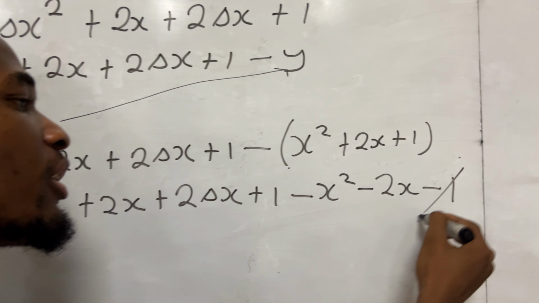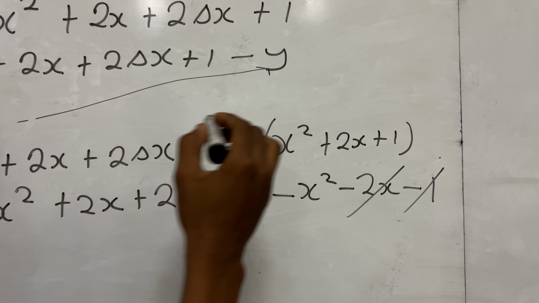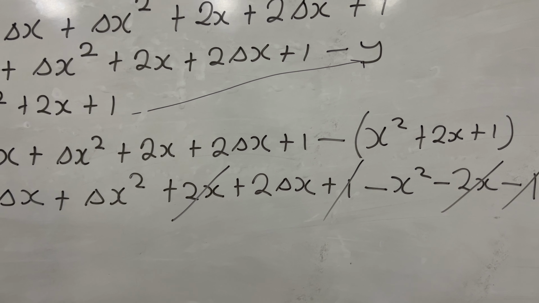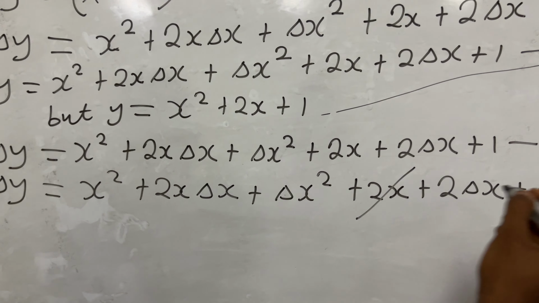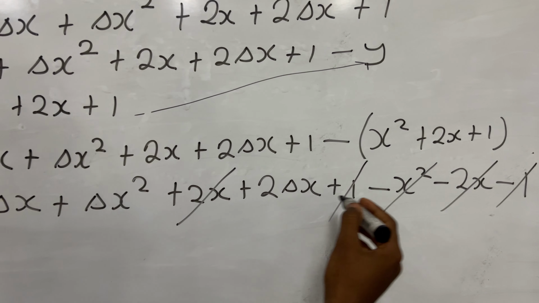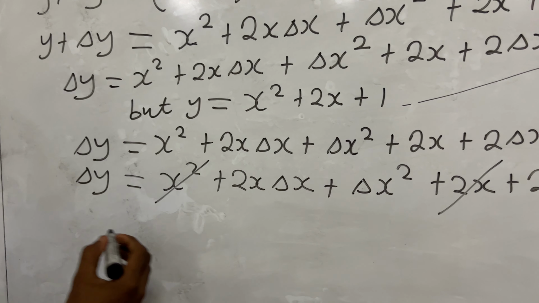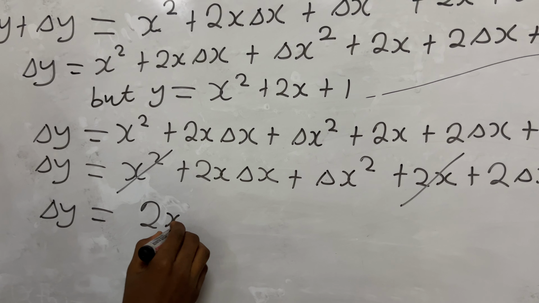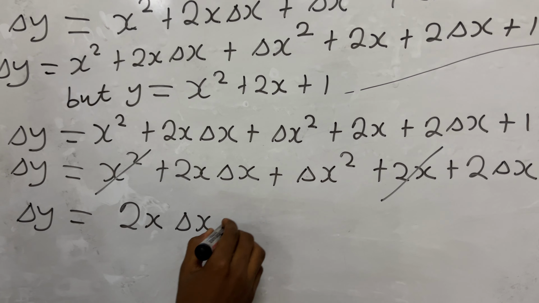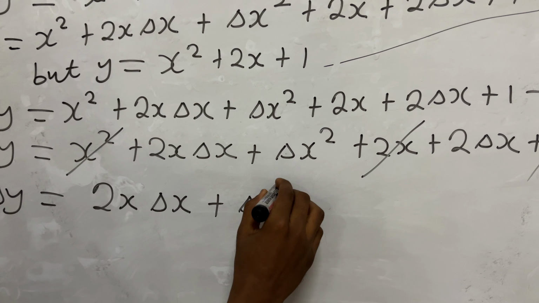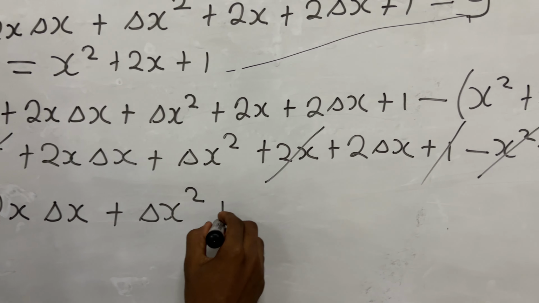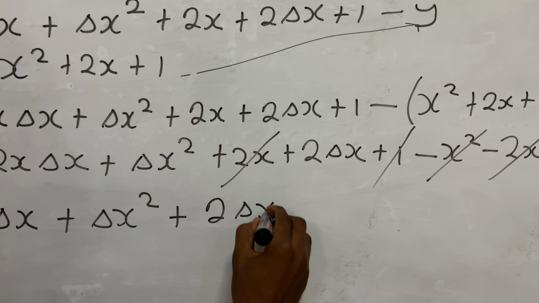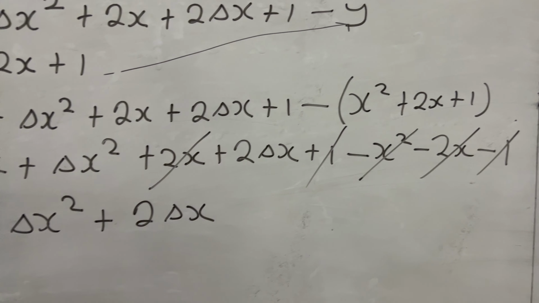So clearly negative 1 will cancel positive 1, negative 2x will cancel positive 2x, and what else? Then negative x squared will cancel positive x squared. So we have change in y equals 2x delta x plus change in x squared plus 2 delta x. Everything here has been cancelled.